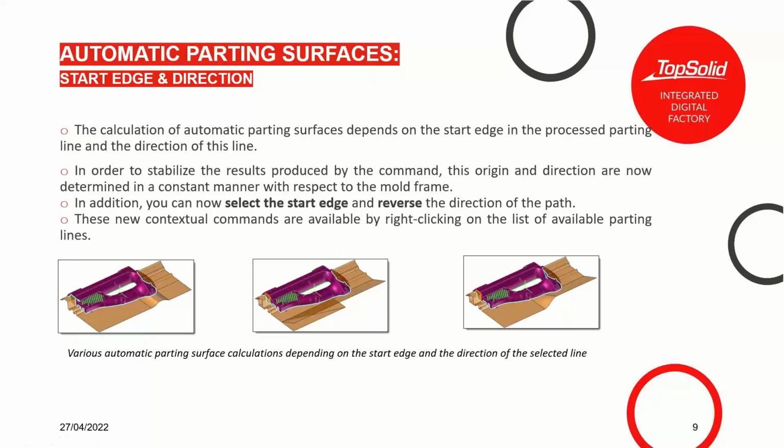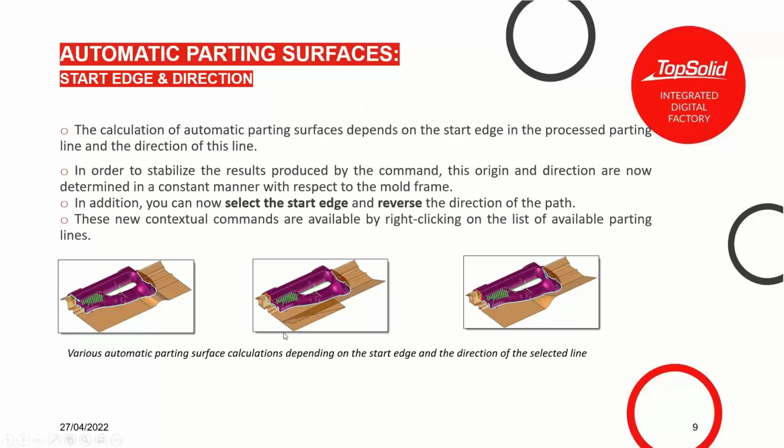Next, the automatic parting surfaces, start edge and direction. So the calculation of automatic parting surfaces depends on the start edge and the processed parting line and the direction of this line. In order to stabilize the results produced by the command, this origin and direction are now determined in a constant manner with respect to the mold frame. Okay, that's just a lot of words telling you that we made the command more consistent. So in addition, you can now select the start edge and reverse the direction of the path. These new contextual commands are available by right-clicking on the list of available parting lines.